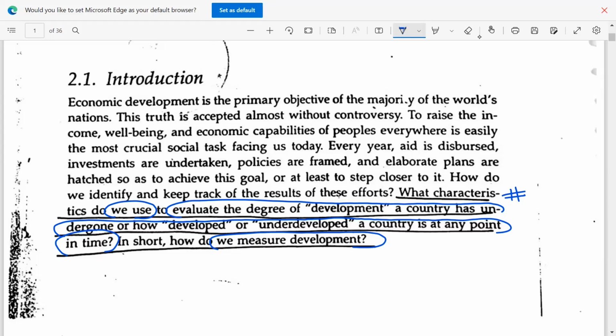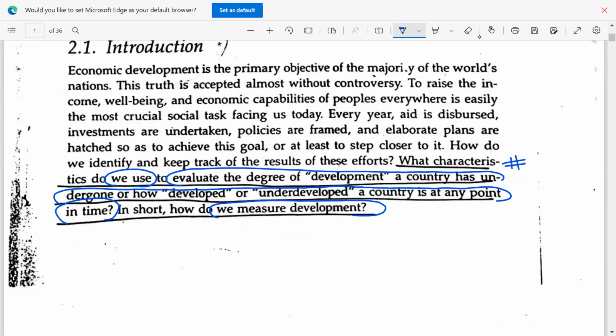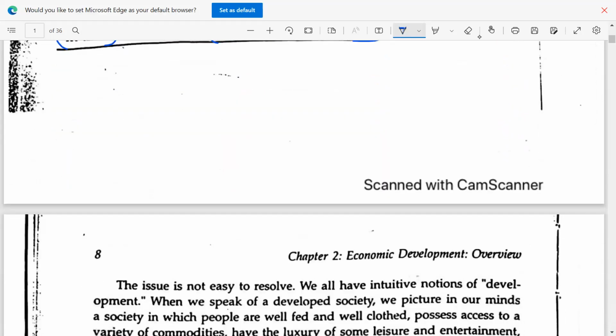So this is what we are going to learn in this particular chapter: how we can measure development or the degree of development per se, and on what parameters I can classify the countries into developed or underdeveloped. This lecture is going to be very introductory. We are going to start in full form in the coming lectures, but you should be motivated as to what you are going to learn from this set of lectures.